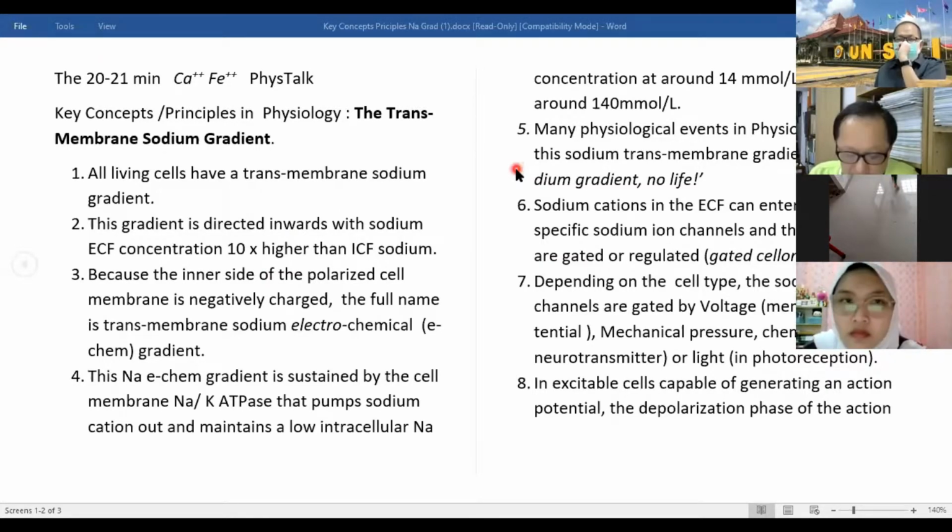And the sixth point is that sodium cations, mainly in the ECF, extracellular fluid, can enter the cells via specific sodium ion channels. You learn this for the first years. And these channels are not always open. They're only open on special occasions. And so we say that these channels are gated.